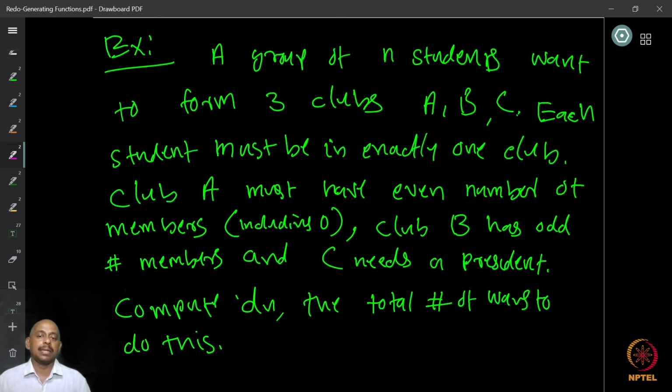Now compute, let's say, Dn, which is the total number of ways to do this.